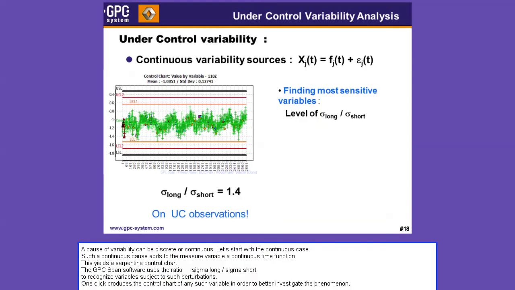A cause of variability can be discrete or continuous. Let's start with the continuous case. Such a continuous cause adds to the measured variable a continuous time function. This yields a serpentine control chart.